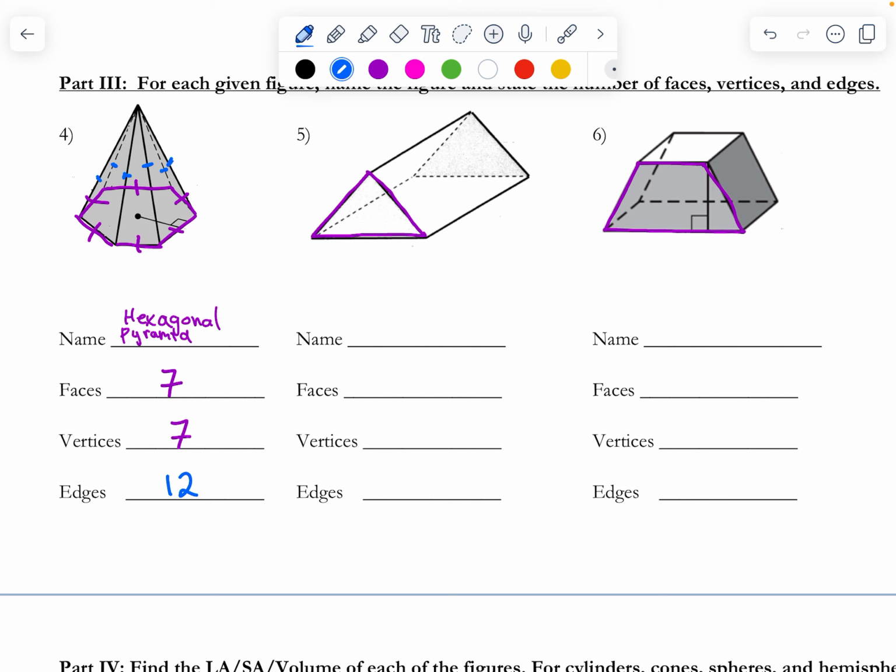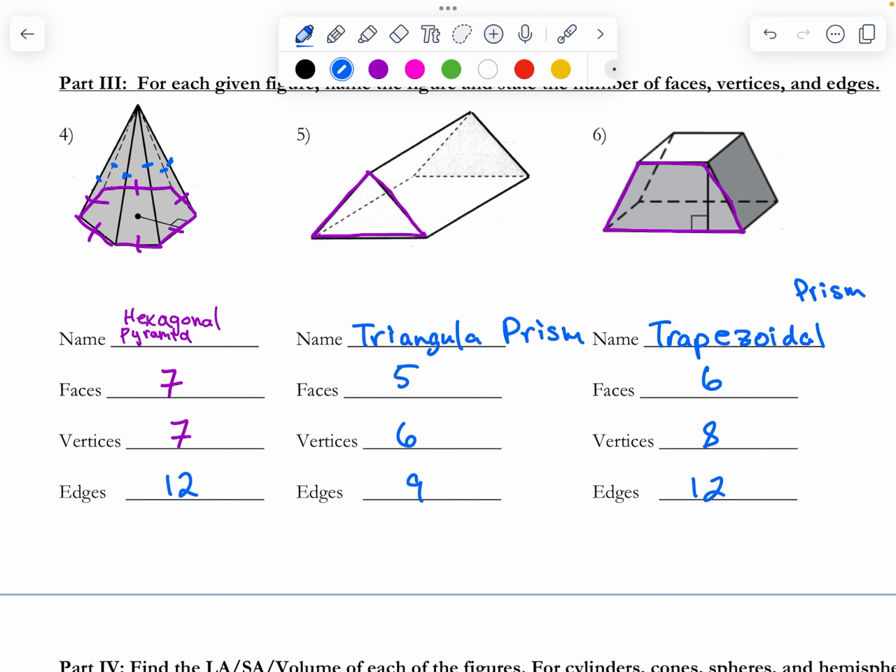I'll let you guys figure these out, but I already have the answers, so I'll just write them in just so you guys can see them, right? This is a triangular prism. This has a total of five faces, six vertices, and nine edges. Then this is the trapezoid face, so a trapezoidal prism. It has a total of six faces, eight vertices, and 12 edges. And I'll let you guys go ahead and figure those out.